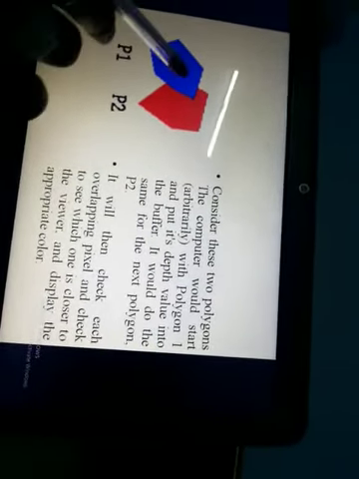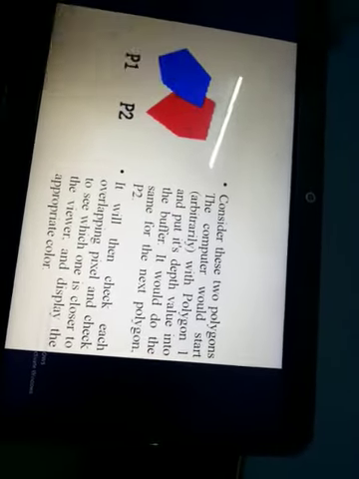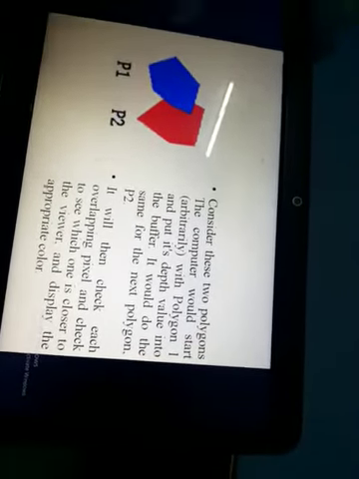To overcome this disadvantage, today we are going to see a new algorithm. That algorithm is called the A buffer. Hopefully you have got what the disadvantage of Z buffer is. That disadvantage will be overcome by the A buffer.